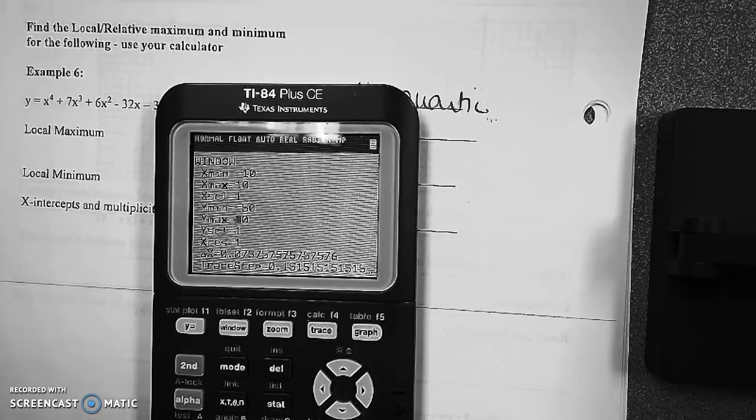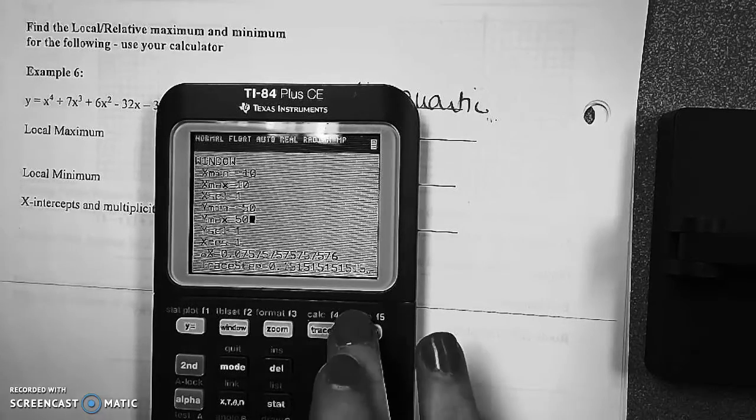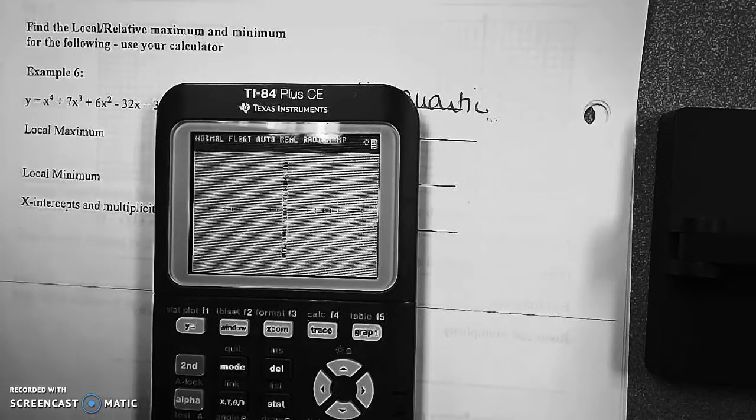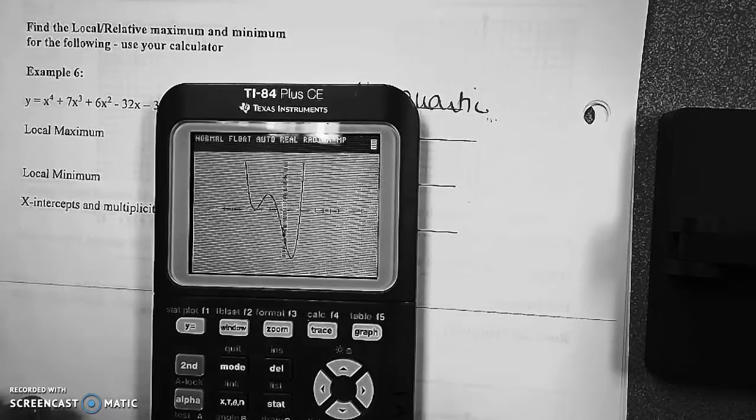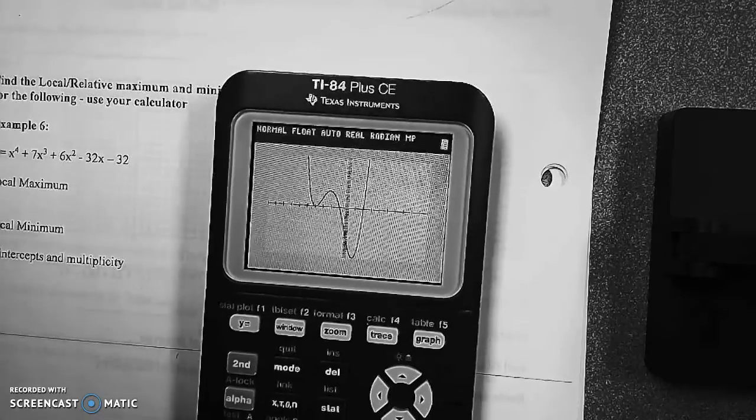My y maximum right now is 10. Let's make it positive 50. That will allow us to see higher. All right, so that did it. It looks like I can see most of my important things. So a couple different questions I'm asked here.